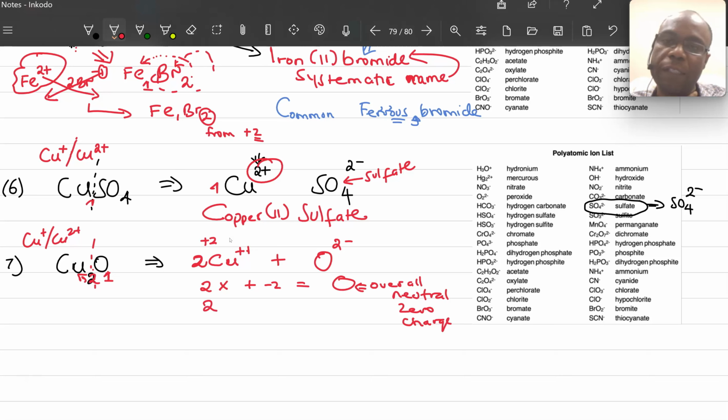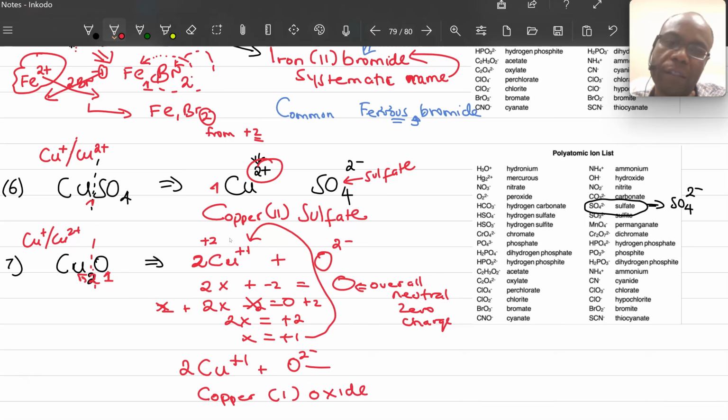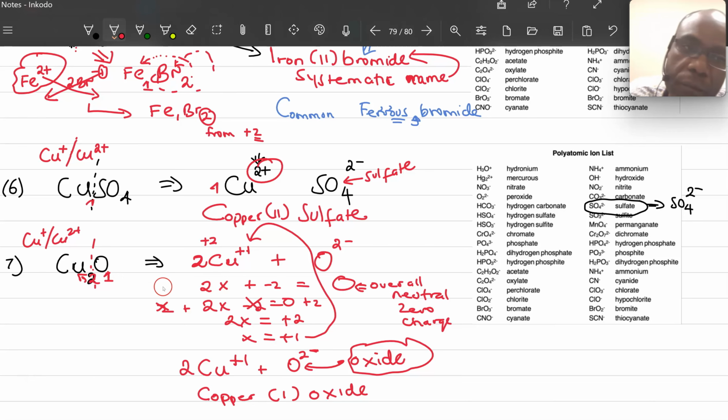So if you want to find x, it would be 2x minus 2 equals 0, 2x equals plus 2 if you add 2 on both sides to get rid of this. And then x will be equal to plus 1, which is this number here. So what this is telling me is that I'm dealing with copper 1. So the name will be copper parenthesis 1 and then oxide. Oxygen with 2 minus, the anion of oxygen, is oxide. We learned that in our lecture.